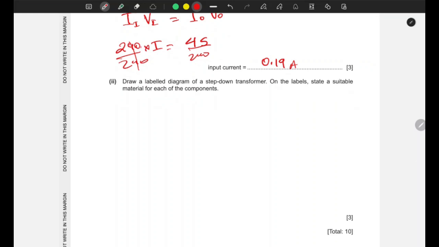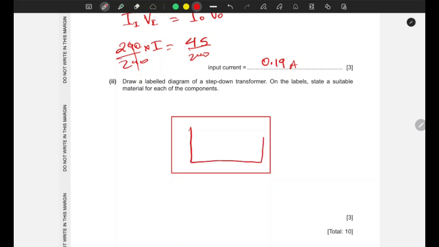So to draw a transformer, first we have an iron core, a soft iron core. So that would just be a rectangle. Let me just redraw that. And then we have a rectangle inside too. Excuse my bad drawing. So this is the iron core, and we have a coil on both sides.